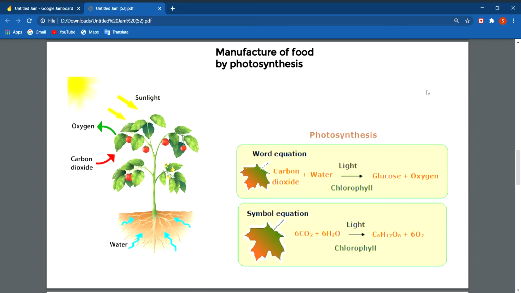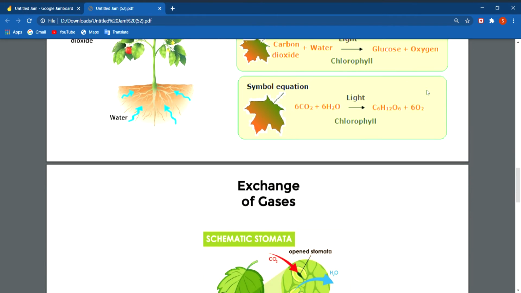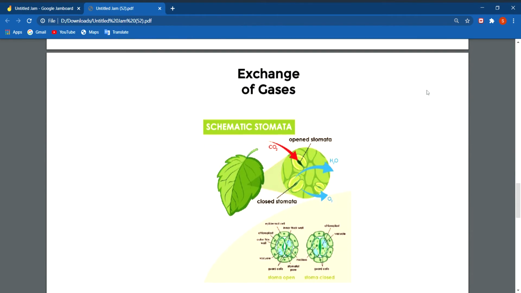The glucose produced in the process of photosynthesis is utilized by the plants for various activities. Excess glucose is stored in the leaf as starch, and that is why the leaves are called the food factories or kitchen of the plant. Now the next function of the leaf is exchange of gases.